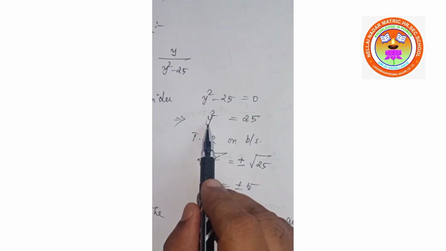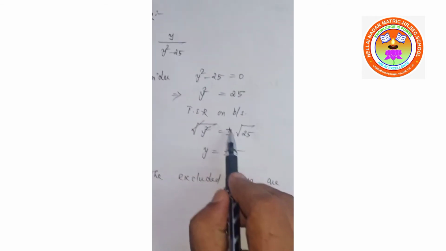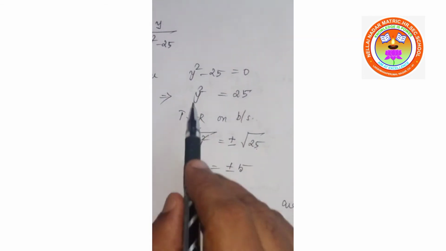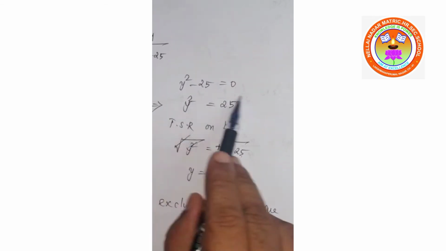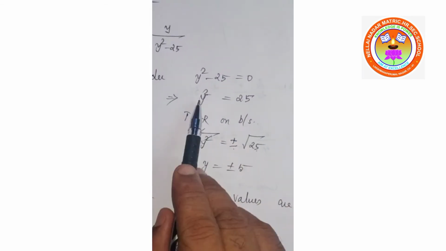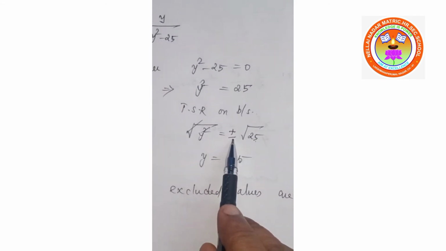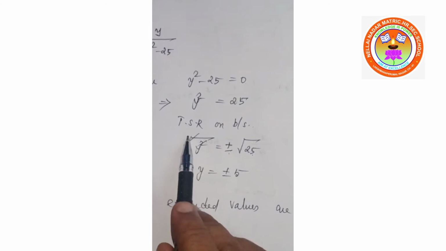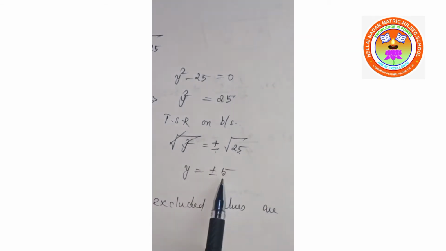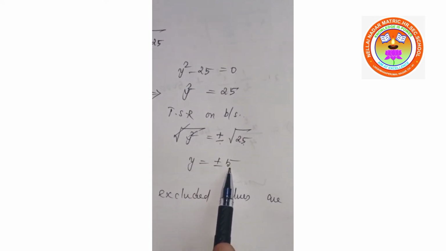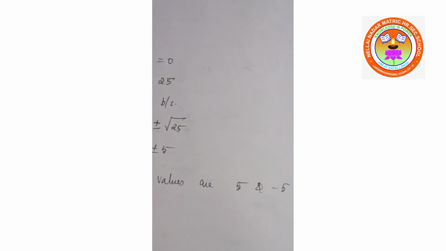For finding the values of y, taking square root on both sides. Square root of y squared equals square root of 25. Since square is there, we have to introduce plus or minus because it is a quadratic equation. This equation has double roots, one in the form of plus, another one in the form of minus. Square and square root get cancelled. Y is equal to plus or minus, square root of 25 equals 5. Therefore, the excluded values are 5 and minus 5.